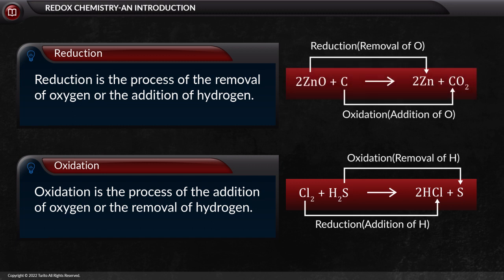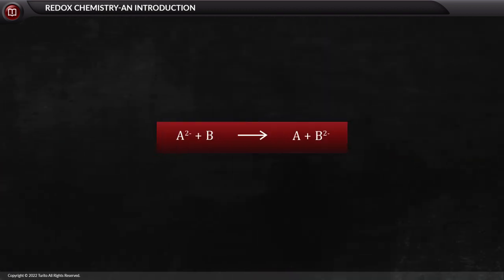Thus, to conclude, oxidation is the process of the addition of oxygen and the removal of hydrogen. Reduction is the process of removal of oxygen and the addition of hydrogen. Let us try to understand the processes of oxidation and reduction from an electronic point of view. Let us consider this equation.